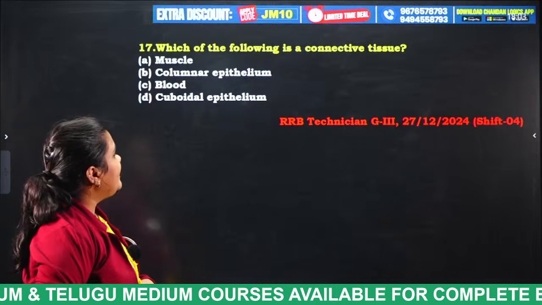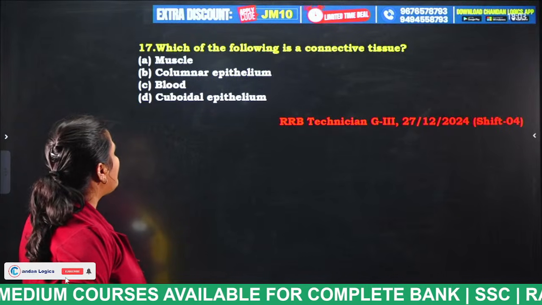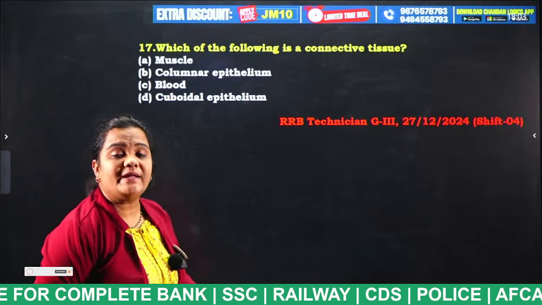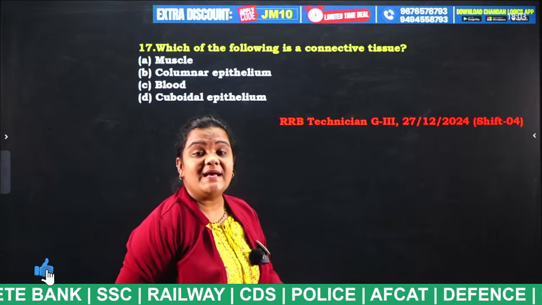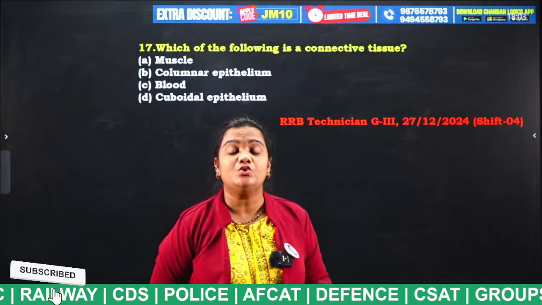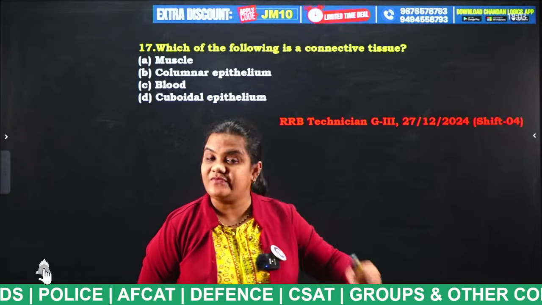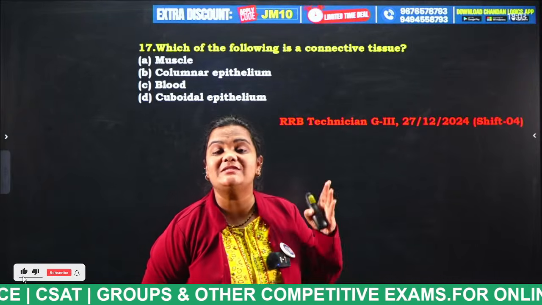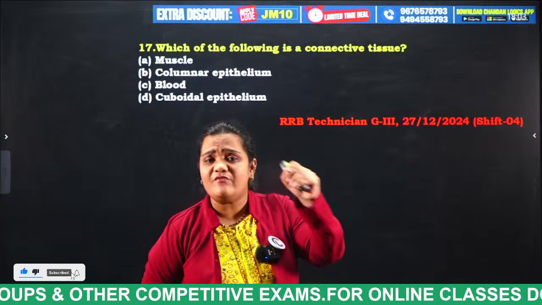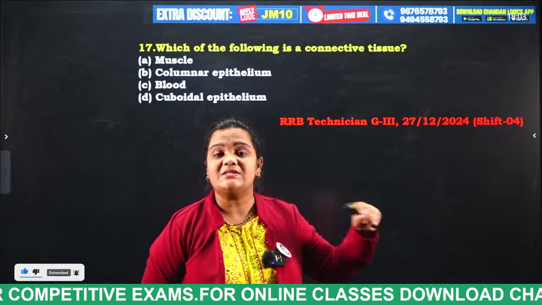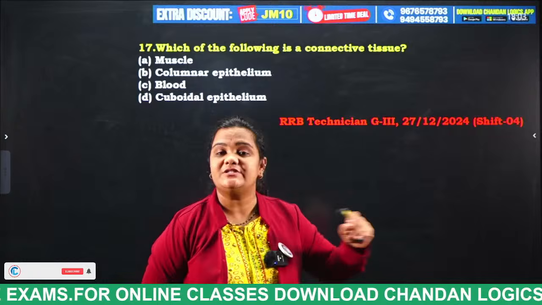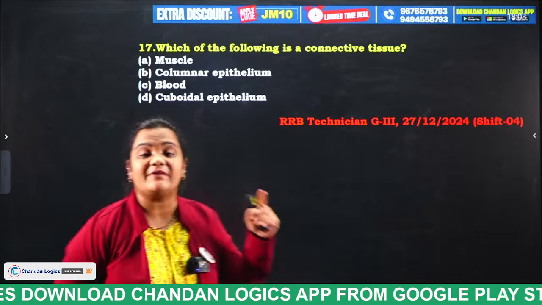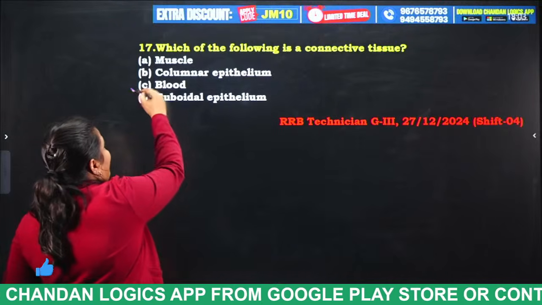Which of the following is a connective tissue? Muscle, columnar epithelium, blood, cuboidal epithelium. In our body there is a connective tissue, that means a tissue that passes to each and every point of our body. So what may it be, students? It is nothing but blood. Why? Because in each and every part of our body there is a constant thing, and that is blood. For this purpose, we call blood a connective tissue. And what is muscle, students?